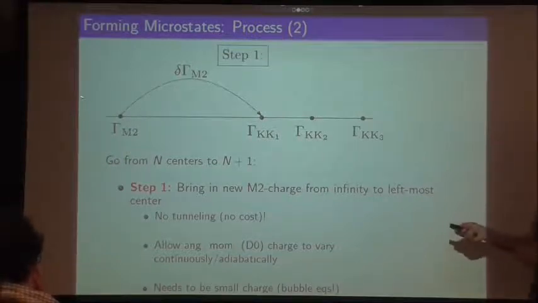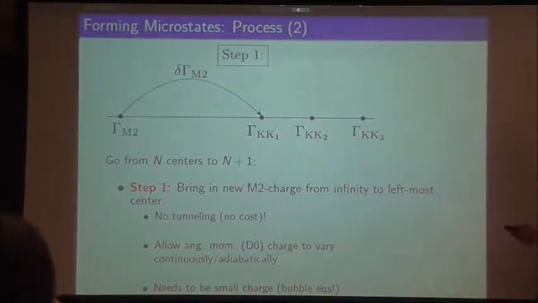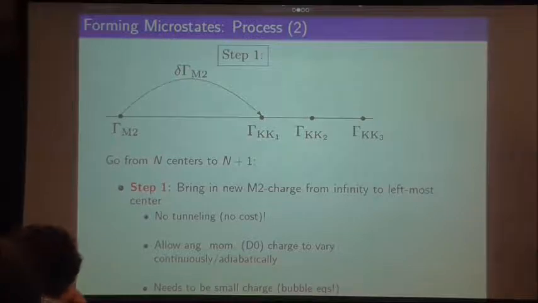So I'm bringing in some new branes from infinity, and I'm going to do this by hand. I'm going to take these branes and put them on top of the microstate, in particular on top of the leftmost center here. There's no cost to this because I'm allowing my angular momentum to change continuously. This is necessary, otherwise it can't move. It's also something that I do by hand, because I'm adding angular momentum to the system. And then you can prove that this can happen completely adiabatically, completely smoothly, without having to tunnel over it.